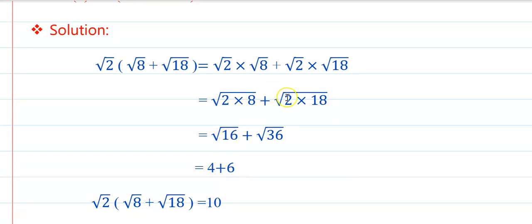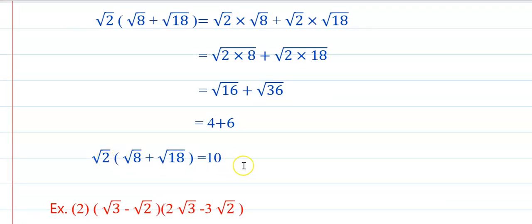पहिल्याच्या बाबतीत. What about the next? Plus root 2 into root 18, म्हणजेच root of 2 into 18. 2 into 18 that is 36. Root of 36, the square root of 36 is 6. Therefore it is 4 plus 6 and that's equal to 10. And in this way we get the rational number. That is, the product of irrational numbers is rational and equals 10.